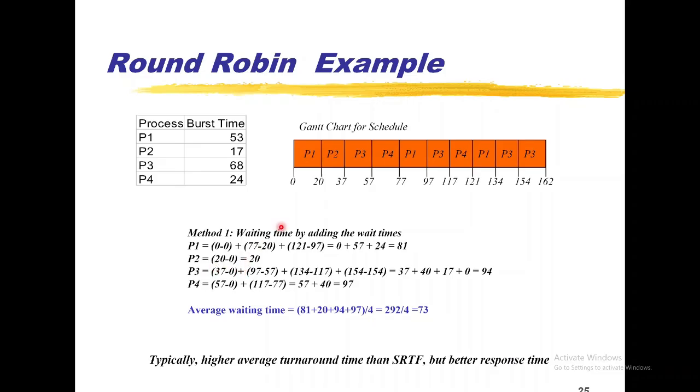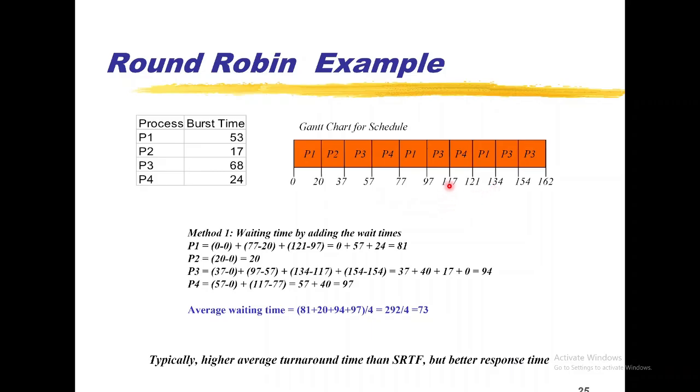P2 arrived immediately and was picked at 20, it waited for only 20 seconds, and then worked for 17 seconds. P3 arrived at time 0, but was picked at 37. So 37 minus 0 gives us 37. Then it was picked again at 97, minus 57 here. And then we had 134 minus 117 here.